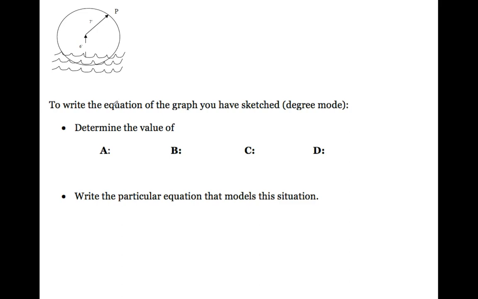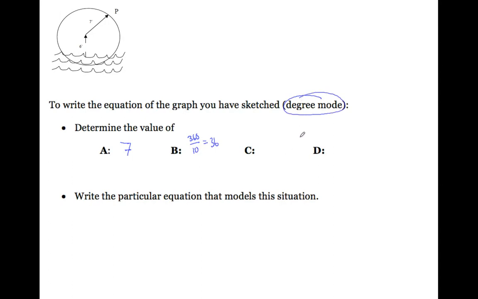My A value is going to be, well, I need my amplitude, right? And since I'm starting at the maximum, it's going to be positive. So it's going to be 7. My B value, well, the period was 10. So 360 divided by 10, 36. Right, degree mode.